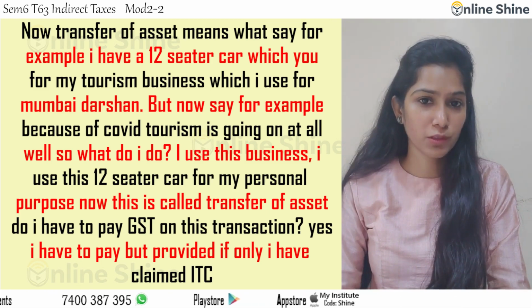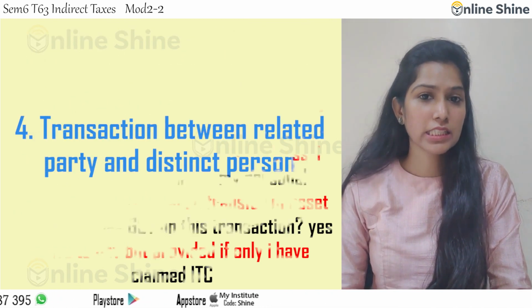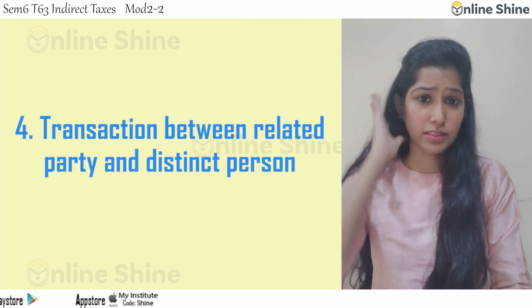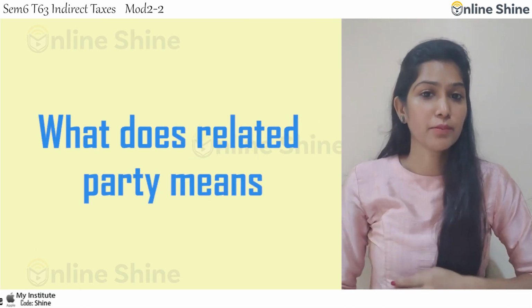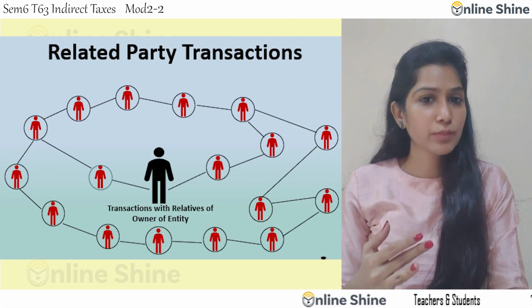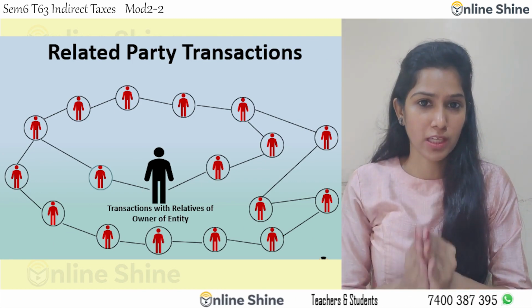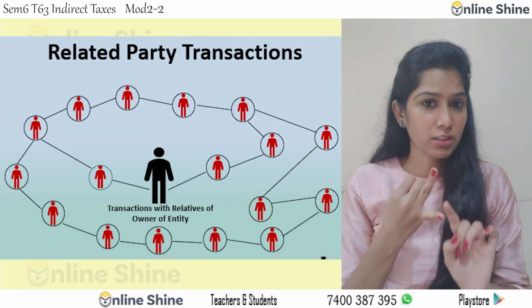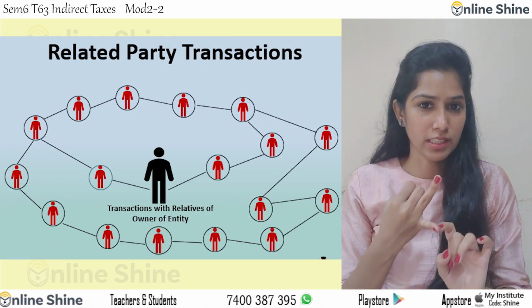Now we have the fourth category. That is, transactions between related persons and distinct persons. Now understand what related party means. Related party means members of the same family. As per the GST Act, who are the members of the same family? Spouse and children. Your spouse and your children are members of the same family.